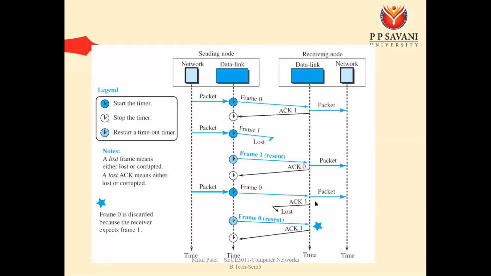Okay, so in the third case frame 0 is sent. It is correct, the receiver wants frame number 0 and frame number 0 has arrived. It is correctly received and the acknowledgement is sent, but what is the problem? The acknowledgement is lost, acknowledgement 1 is lost. So what the sender has to do is retransmit that frame again. Frame 0 is again resent.